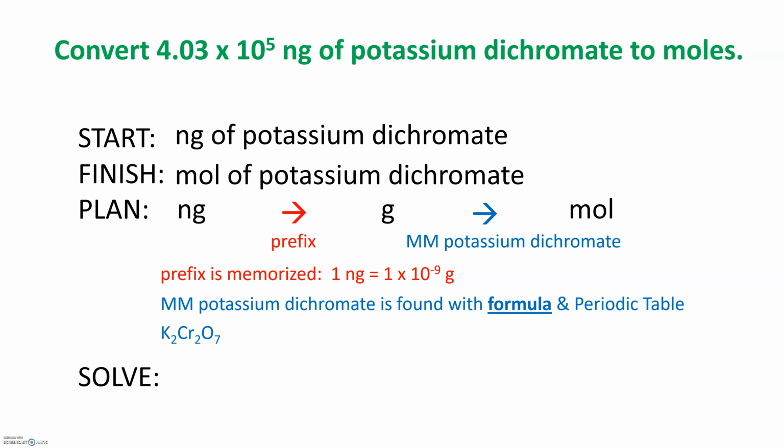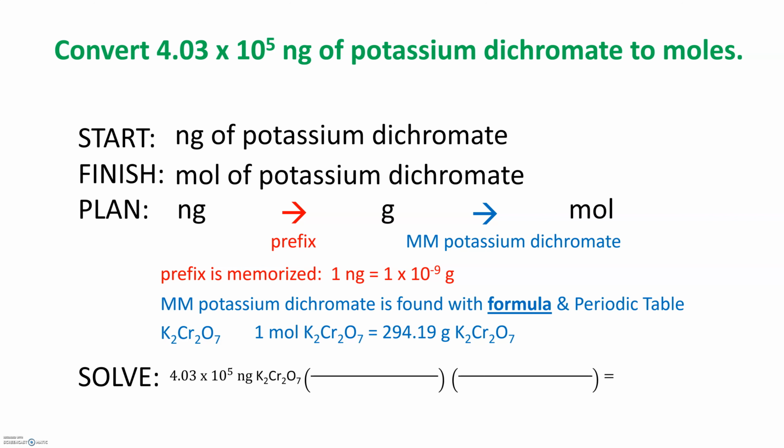All right, there's the formula, K2Cr2O7. To find the molar mass of this, I'd need to add up the mass of 2 potassiums, 2 chromiums, and 7 oxygens. When I do all that math, I get 1 mole of potassium dichromate equals 294.19 grams of potassium dichromate. Now I've got all my conversion factors either pulled out of my memory or calculated using the periodic table. So I'm ready to solve my problem.